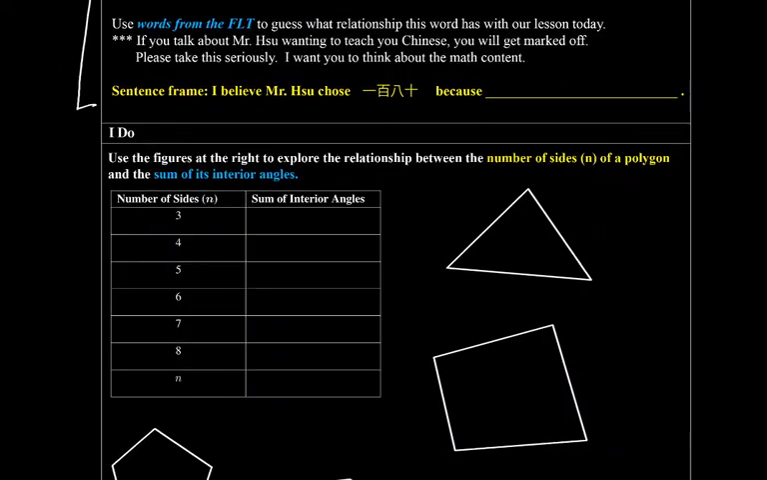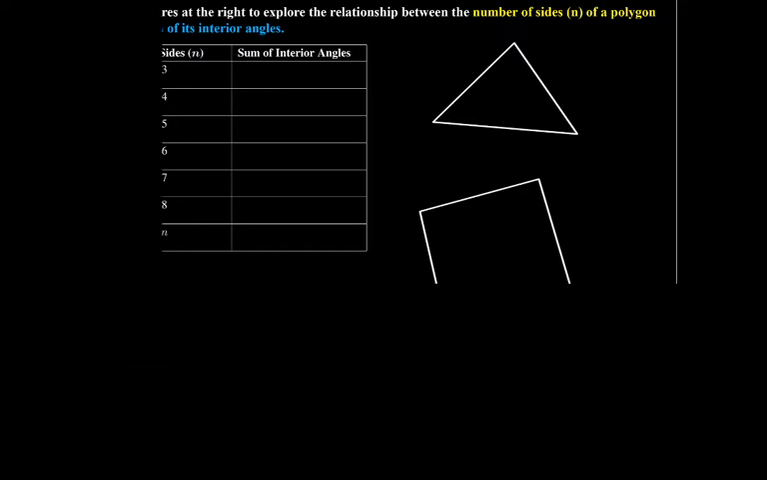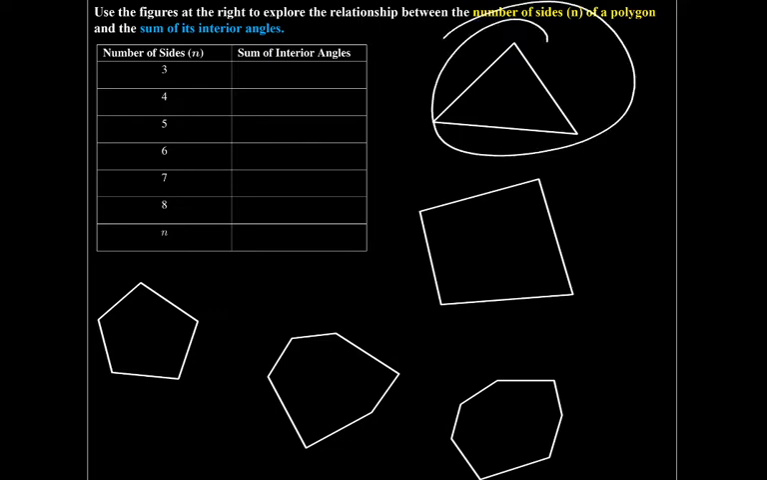All right, so let's look at this. Most of today is going to be spent working on these little things over here. We're going to look at the sum of interior angles. And notice I highlighted these two things, number of sides and sum of interior angles. So let's look at the sum of interior angles for this figure right here. This is a three-sided polygon. This is a triangle. We already know that that's 180 degrees, so we can just fill right in.